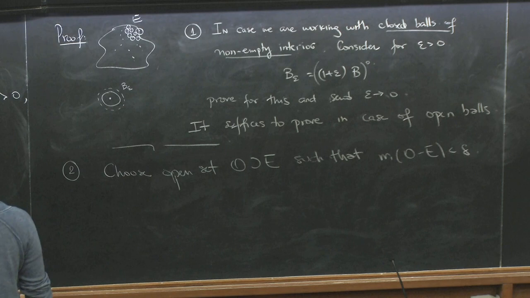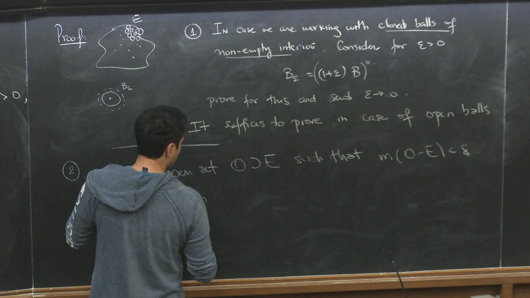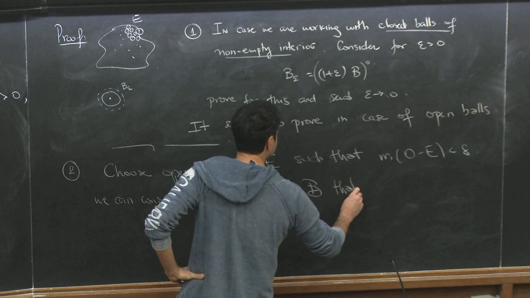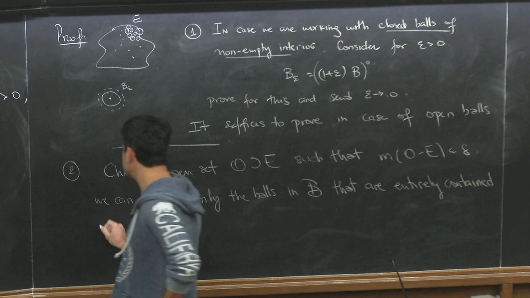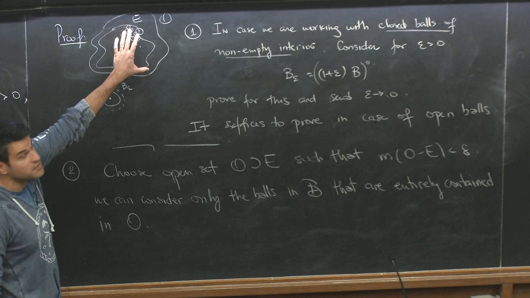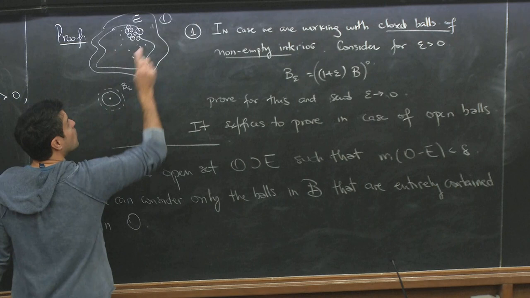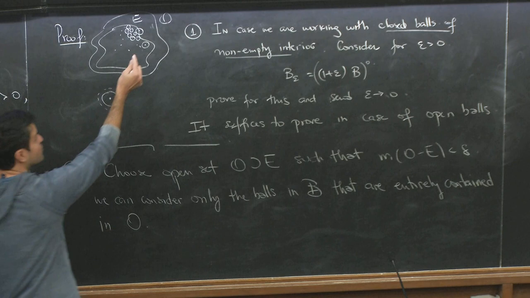Once you do this, we can consider only the balls in my Vitali covering B that are entirely contained in this open set O, okay? So if I get a very big ball, I take my set E, I cover it with some set O, and I just consider the balls in my covering that are entirely contained in this open set O, okay? I can always do this because for every point inside E, it will be inside O, O is open, so there will be a ball around this point. So I just disregard the balls that may have radius too big. At every point, I can get my balls in the covering very, very small.